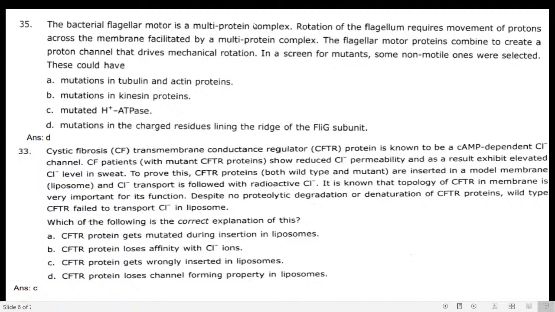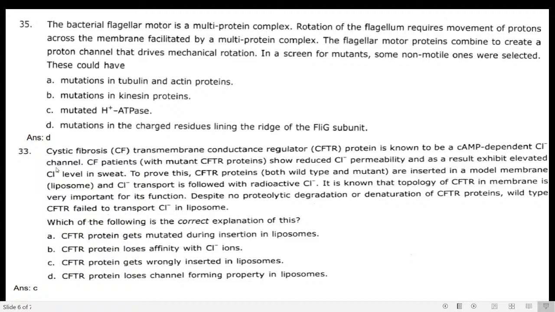This is the story. In a screen for mutants, some non-motile ones were selected. This could be how they are selected: a mutation in the charged residues lining the ridge of the flagellar subunits. That is a complex protein, right? That complex protein has the FliG subunit. So this is the reason for that question.